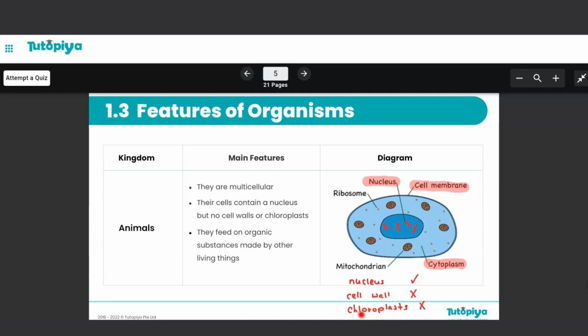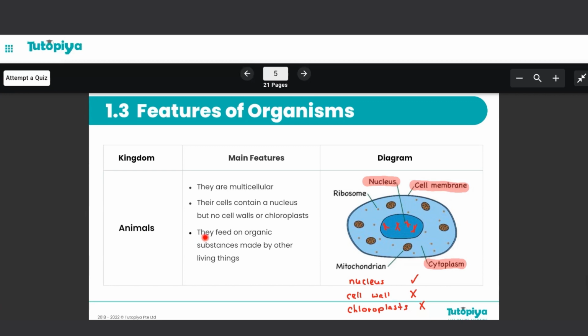So animal cells do not have chloroplasts, and that means they cannot produce their own food. So that's a fact. All animals cannot produce their own food. So if animals can't produce their own food, how then do they get their nutrition?